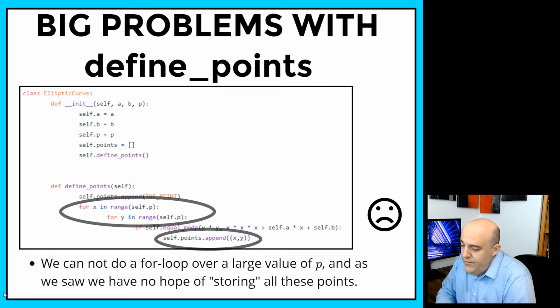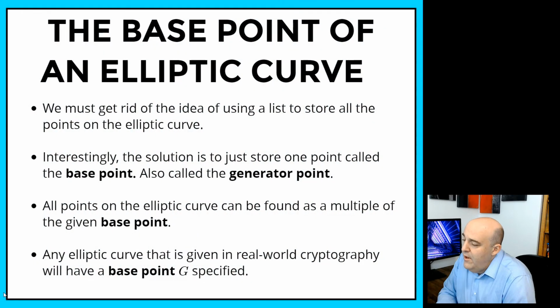The two for loops over p are no good because p is too large now. And when we try to store all these points in a list, that is just not possible because there are way too many points to store. Well, first we definitely need to get rid of the idea of storing all points, and the solution is interesting. Instead of storing all the points, we're just going to store one point, and that's called the base point, also called the generator point.